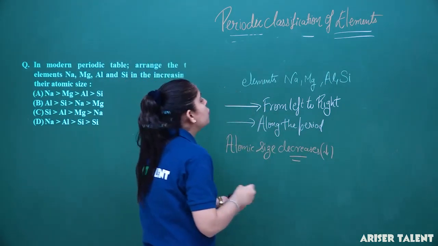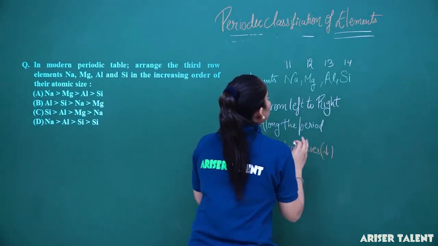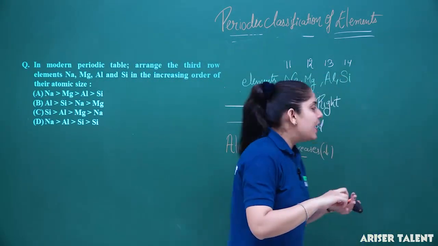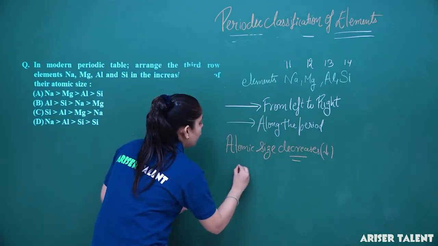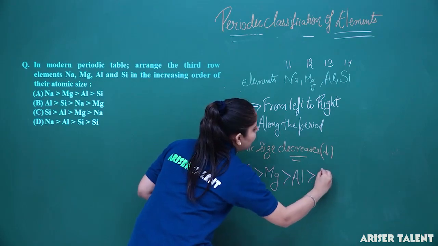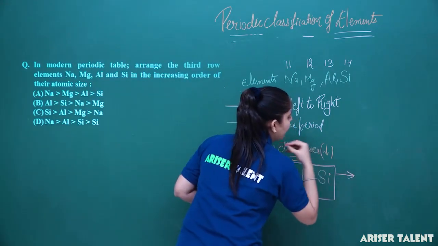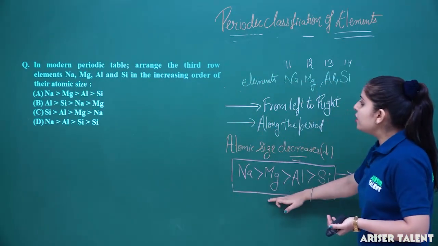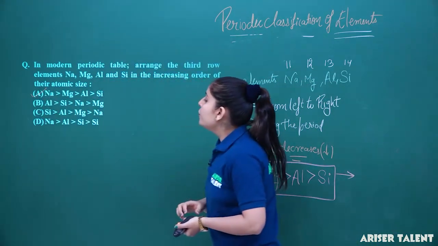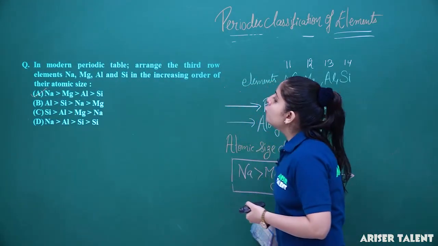Now, we can see that sodium has atomic number 11, magnesium 12, aluminium 13 and silicon 14. So if I am going from left to right, which is going to possess the largest atomic size? Sodium is going to have the largest atomic size, then magnesium, then aluminium, and the least size is for silicon. So you can see that atomic size decreases as we move from left to right. Which will be the correct option here? Sodium, magnesium, aluminium and silicon. So we have the correct option here, that is option A. If you are going from left to right in the periodic table, the atomic size is going to decrease. Now, let us move to the next question.